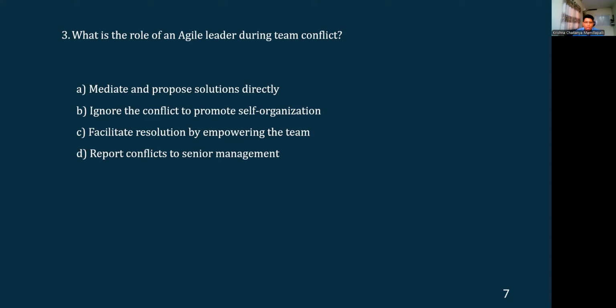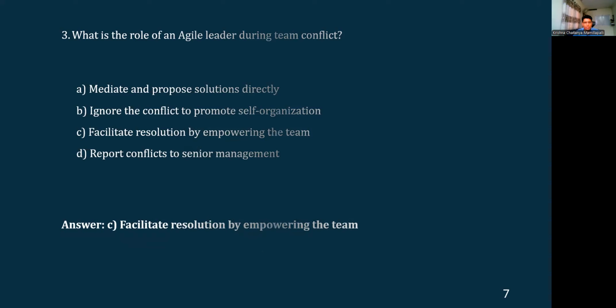option as well. Report conflicts to the senior management. Again, this is also something that's done as a last resort, or it does not come under the purview of an Agile leader's role. So an Agile leader should always strive to get the resolution within the team, either by involving the product owner or discussing with every team member. But escalating or reporting to the senior management comes as a last resort. So the most appropriate answer here is answer C, facilitate resolution by empowering the team. That is the core activity or the core value of an Agile leader.